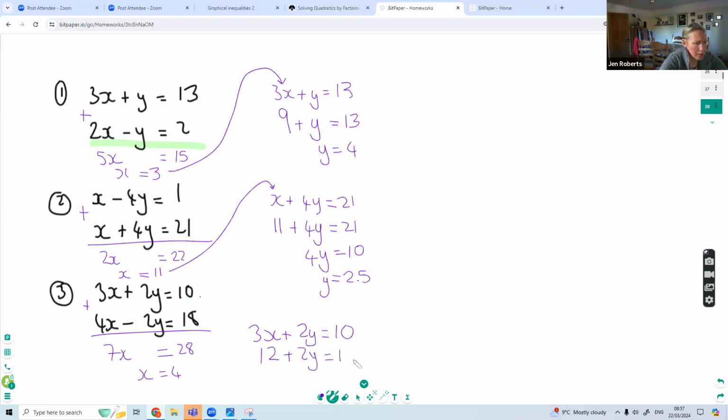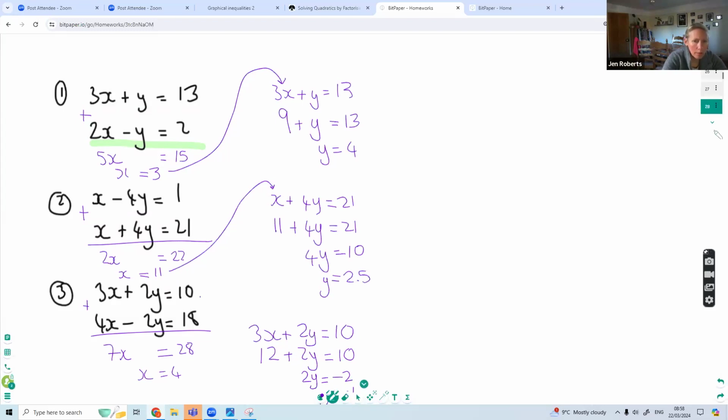You've got to be careful with this one. It looks like we're going to end up with a negative number here. Taking 12 off both sides. If I take 12 off there, I'm left with 2y. Taking 12 off here, so it's 10 take away 12, which is minus 2. Divide both sides by 2, gives you y is minus 1. So x is 4, and y is minus 1.